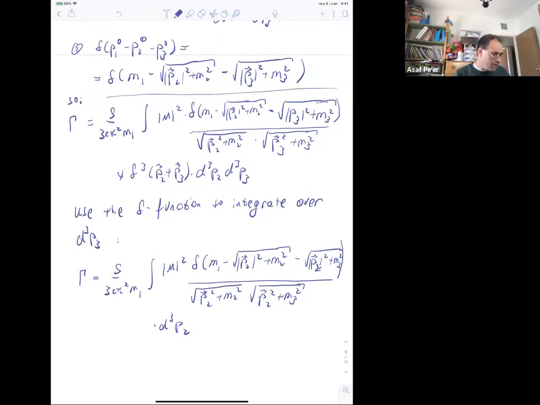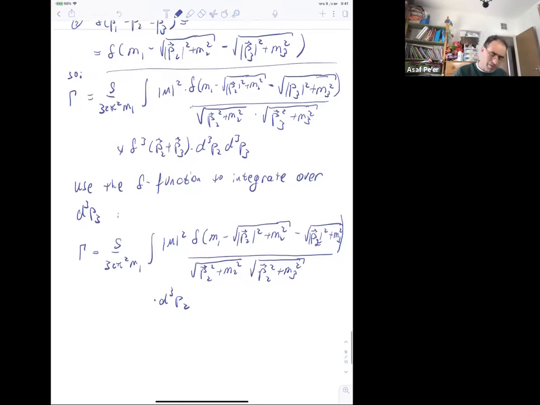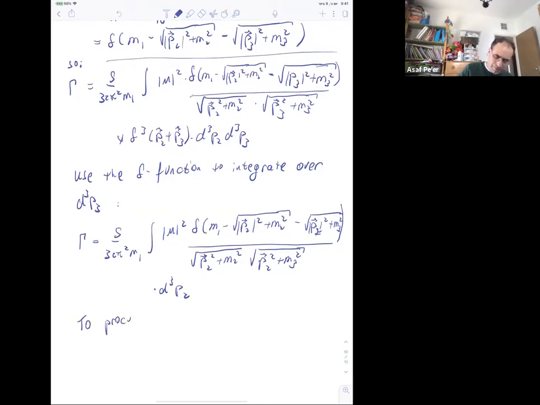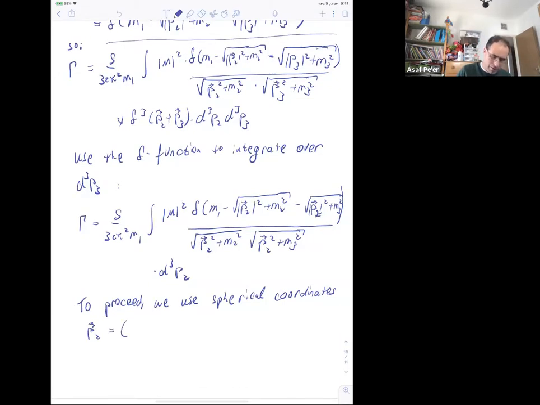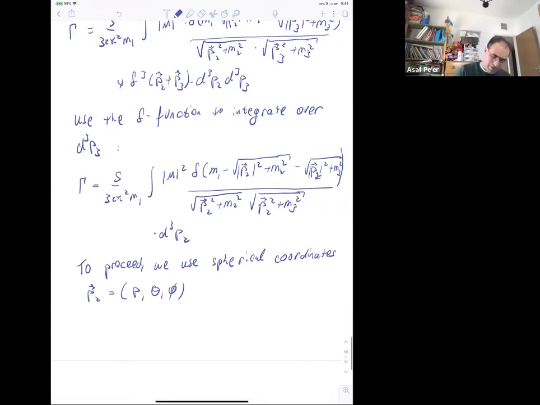So in order to proceed, again, it's best to work in spherical coordinates, but it's really spherical coordinates in phase space, right? Because p is the momentum. So to proceed, we use spherical coordinates. Remember, it's a phase space really. So p2 vector, we'll write it using p, theta, and phi. And that is always allowed. It's useful because everything we have here depends on the p2 vector squared, right? On the magnitude of the vector. So everything makes sense.